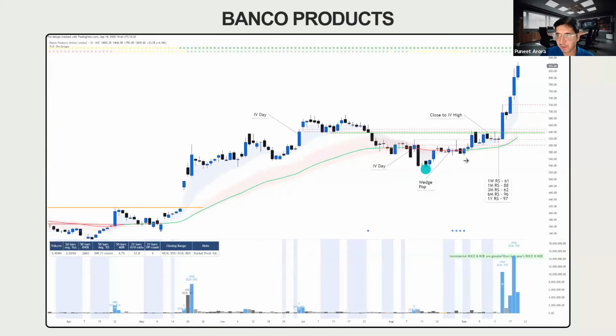Banco Products, again the same thing. It appeared during these days in our swing high filter. It gave a breakout. It was near its IV day high, and the RS was strong.